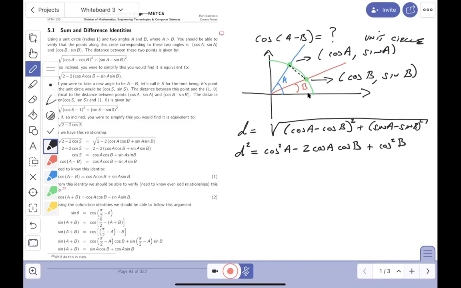Now I'm going to square that sine A minus sine B term. What do I get over there? I would get sine squared A, this is added on, minus 2 cosine A. I'm sorry, I misspoke. Let me go backwards.